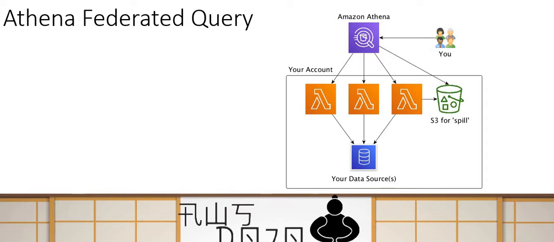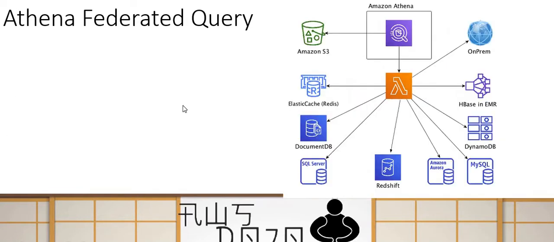Out of the box, Athena has these Lambda connectors for different types of data sources. For instance, you have HBase and EMR, or NoSQL databases like DynamoDB. It has relational databases, Redshift, SQL Server, DocumentDB, ElastiCache. In fact, the list is even bigger than what you see here. Plus, you also have a choice to create your own connector.